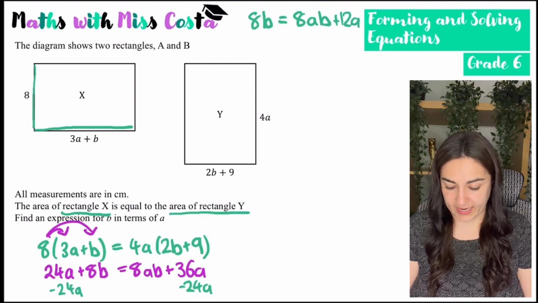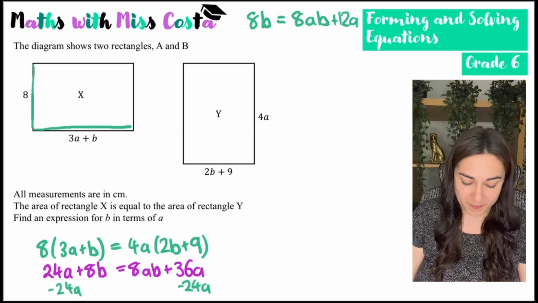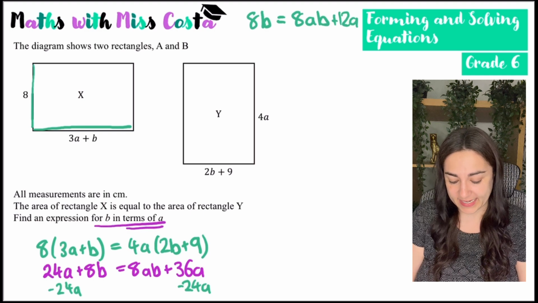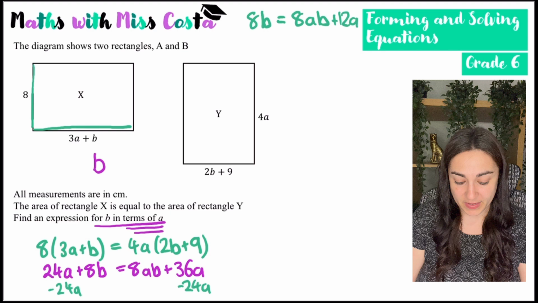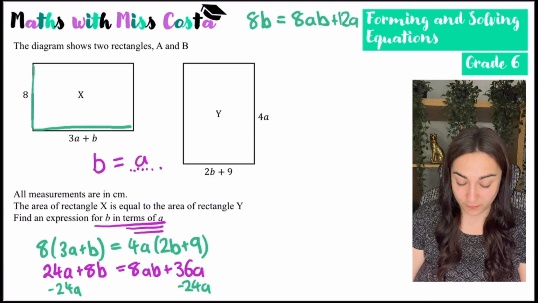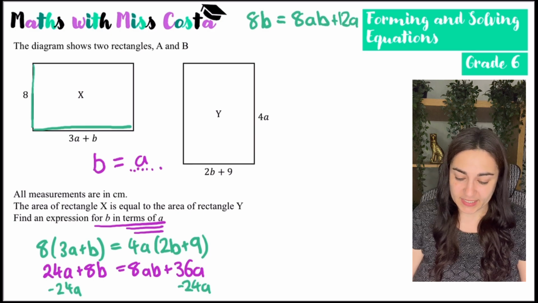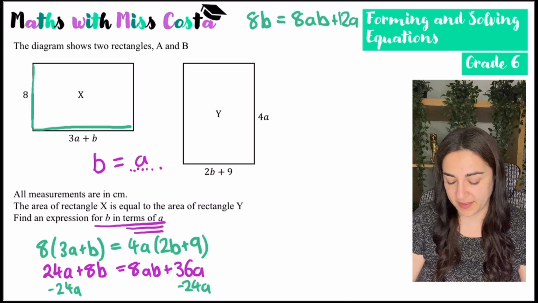Okay, so now that I've expanded it, I want to look back and find out what the question is actually asking me to do. So it's saying find an expression for b in terms of a. So I'm trying to find an expression for b in terms of a, which means b is the subject of my formula and the a terms are going to be on the other side. So I want to isolate all of the b variables and put them together.